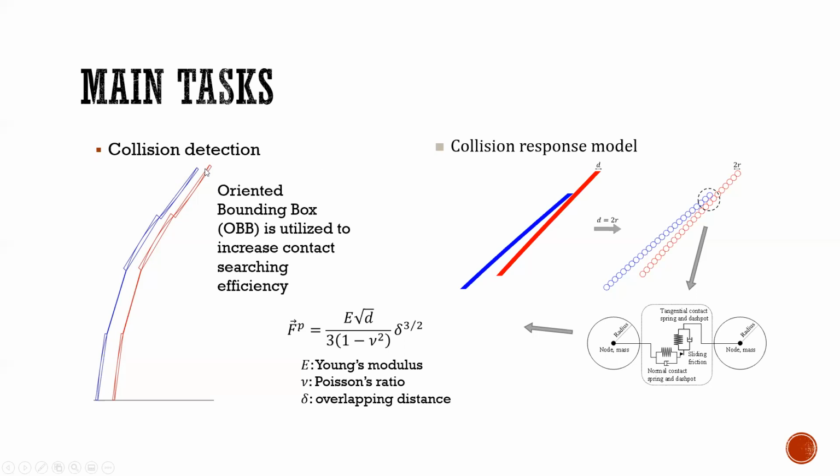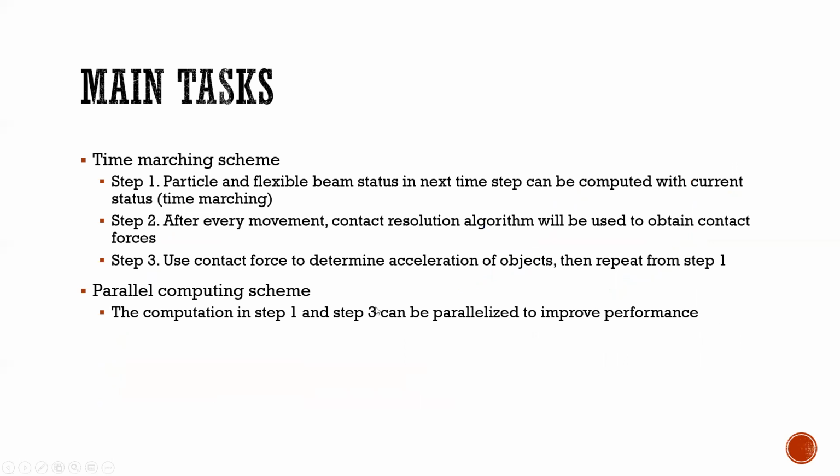So this is my current design thought process for the collision detection. I'm going to use the oriented bounding box concept to try to reduce the calculation for contact detection. In the meantime, after objects have come into contact, I'm also going to borrow the contact model from the discrete element method to compute the contact force and push objects away from each other.